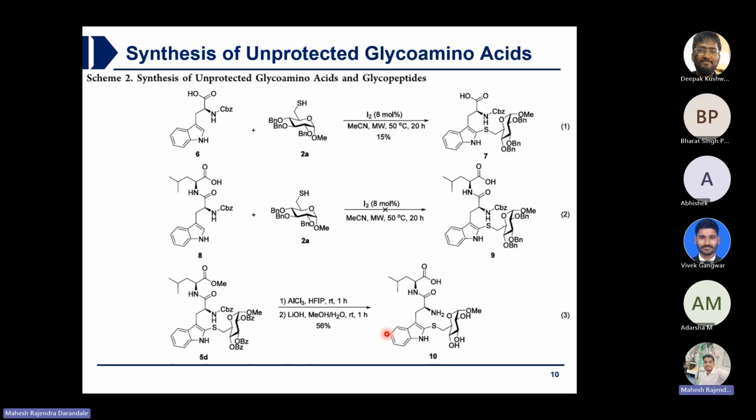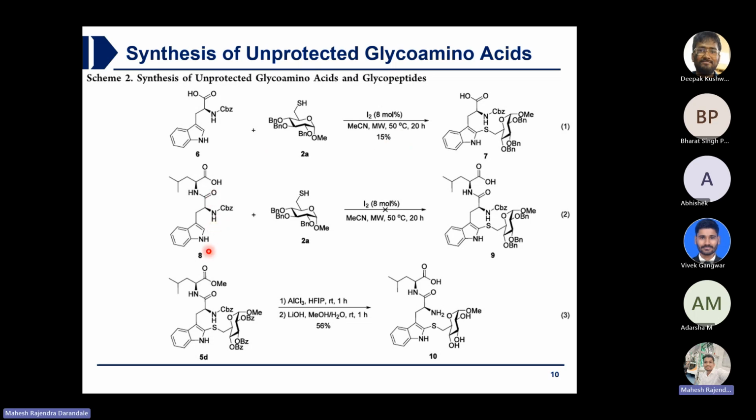Now, synthesis of unprotected glycoamino acids. Now, in previous slide, we have discussed that they protected the amino acids and they tried this reaction in case of protected amino acids. Now they wanted to try the same reaction with the unprotected glycoamino acids. So here, see, the acid group is an unprotected one. So same reaction, same conditions they have tried in this case also. But unfortunately, they are getting very less yield. It's like a 15% yield they got in this case.